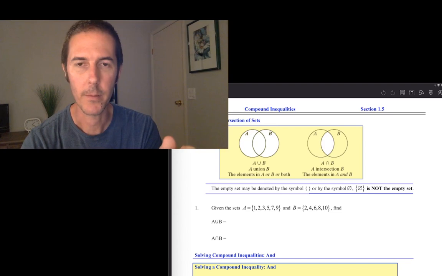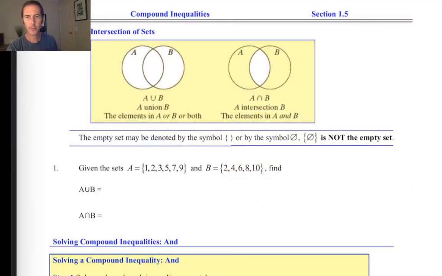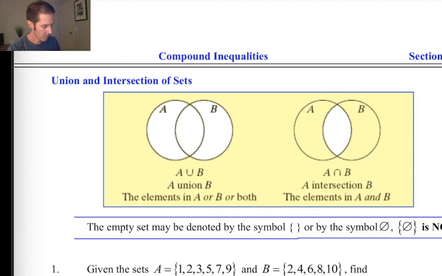We'll be using interval notation again, but first we're going to start out with a little conversation about intersection and union as pertains to sets. At the top you see an illustration. These are called Venn diagrams, these overlapping circles, and on the left hand side here we see that A and B are overlapping, and this notation right here with the U between the A and the B indicates union. That's why underneath it says A union B. That's how you would read it aloud.